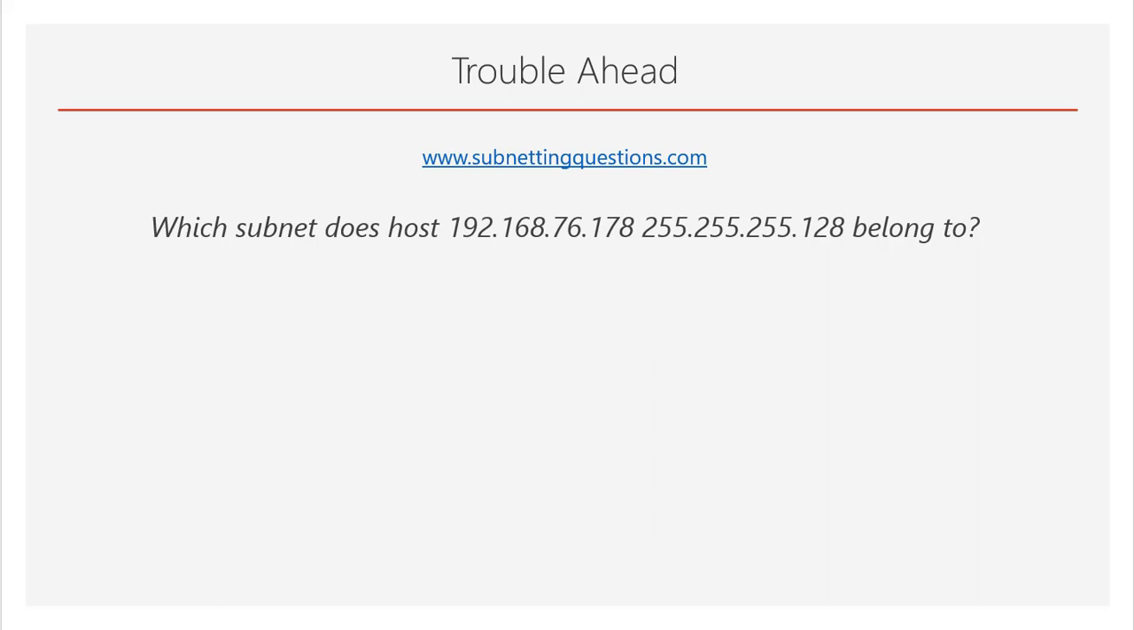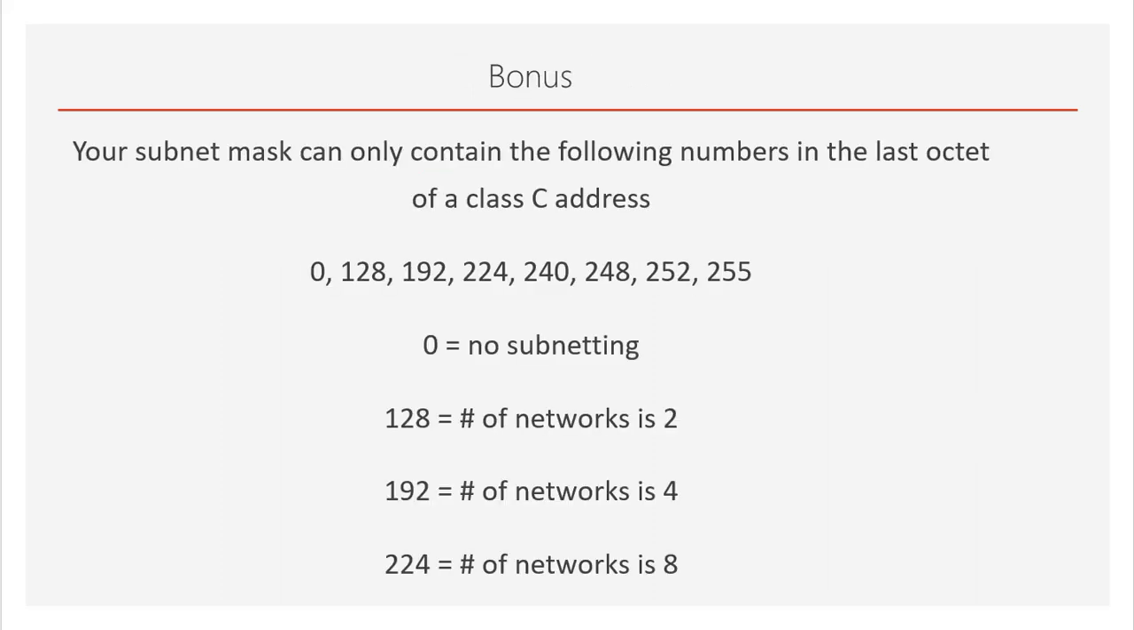Now, because you were so kind and you actually watched this video and got this far, here's some bonus. Your subnet mask can only contain the following numbers in the last octet. The fourth octet can only be 0, 128, 192, 224, 240, 248, 252, or 255. So those are the only numbers in the last octet of the subnet mask. You can't have 223. It just doesn't work that way because it's all ones followed by all zeros.